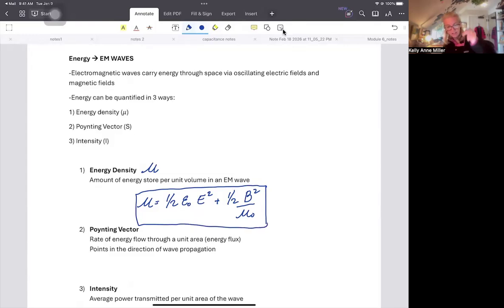It's pretty straightforward. If you know the E field and the B field, you plug those numbers in, put the constants in, and you've got it. One thing I will note is that the energy is shared equally between the B and the E fields, which is kind of interesting.